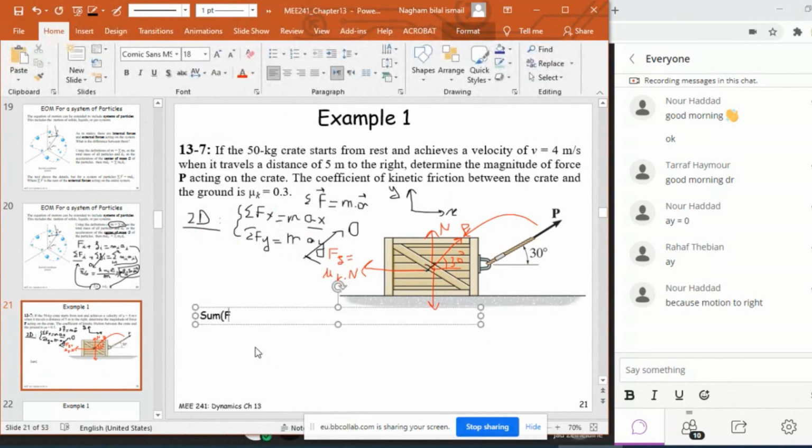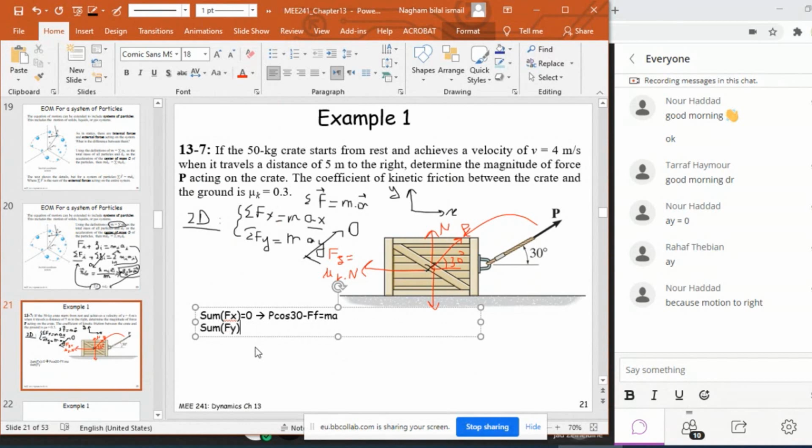Okay, so the sum of Fx is equal to 0. This will give me what? What are the projections of forces in the X direction? I have, of course, P cosine 30, minus the normal force, which is F, minus the friction force, which is FF, and this should be equal to MA. I'm going to call it MA, guys, because A is equal to AX since I don't have any AY.